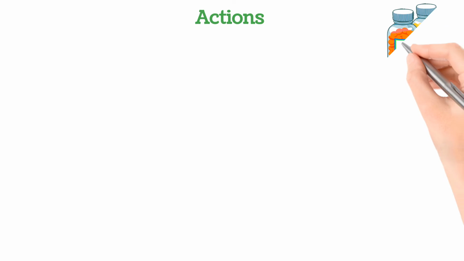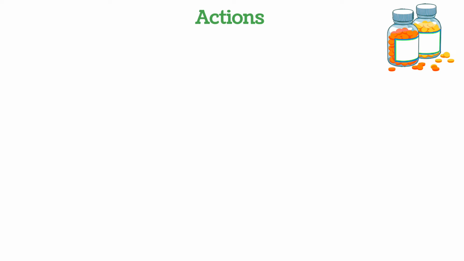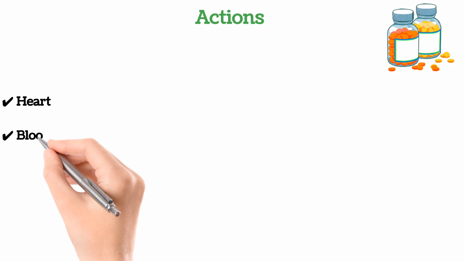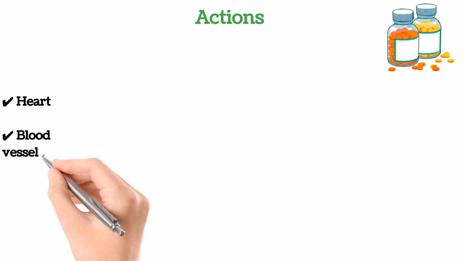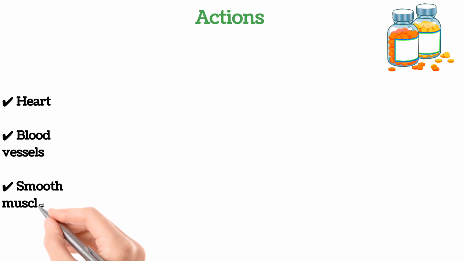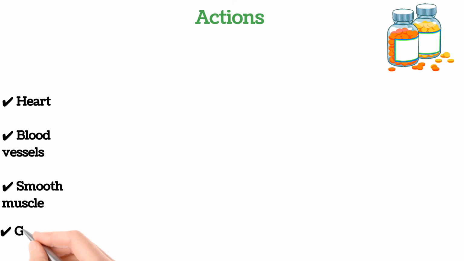Let's understand the action of these drugs now. We have gone through the classification. Now let's understand the action of this drug. As we have discussed, these cholinergic receptors are present in different parts of our body. They are spread across our body in different kinds, like in the heart, in blood vessels, in smooth muscle, and they are also present in glands and also in eyes.